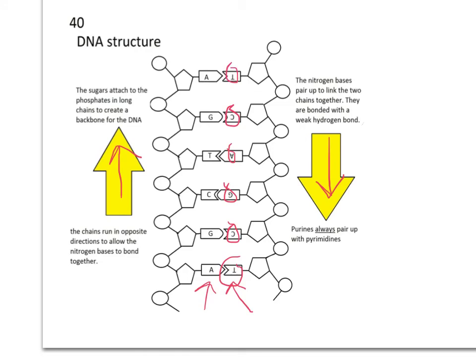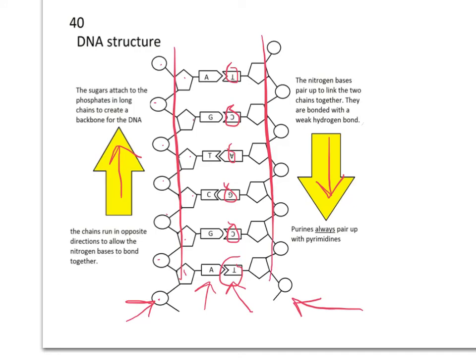Okay, now let's talk about the twisted ladder shape. A twisted ladder starts off with two really strong sides. Those are your backbones. Your backbone is a repeating chain of phosphates and sugars. Phosphate, sugar, phosphate, sugar, phosphate, sugar, repeating, so on and so forth. That makes the sides of your ladder.